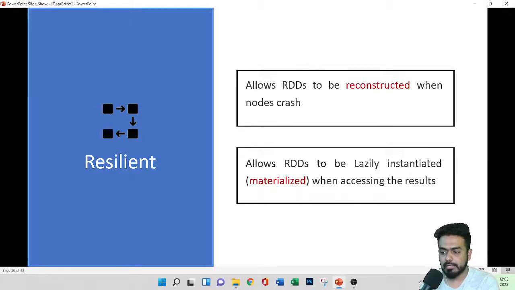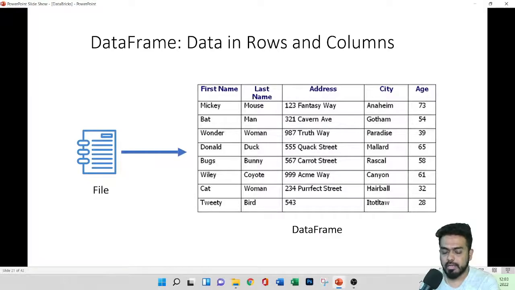This allows the RDD to be reconstructed when a node crashes, and allows the RDD to be lazily materialized when accessing the results.